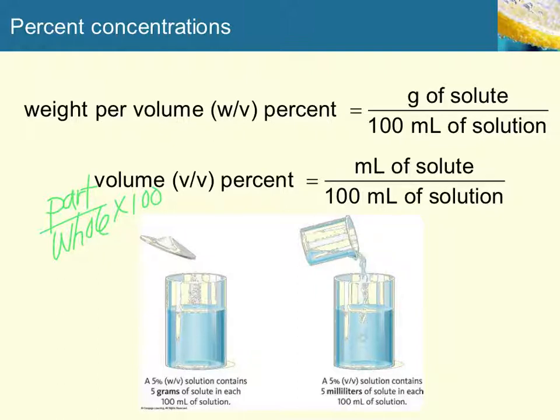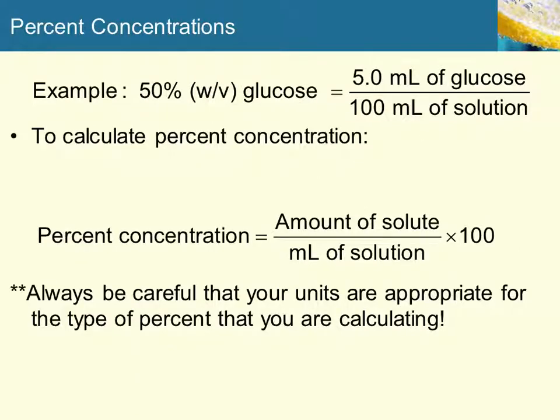So if you look here at the bottom, it says a 5% weight volume solution contains 5 grams of solute in 100 milliliters of solution. So here's an example of a 5% weight volume glucose solution, though I do see a typo in this PowerPoint because it says weight volume, so this should be grams, because that would be weight. So 5 grams of glucose, and it was dissolved in 100 milliliters of solution. So you divide those two and then multiply by 100.